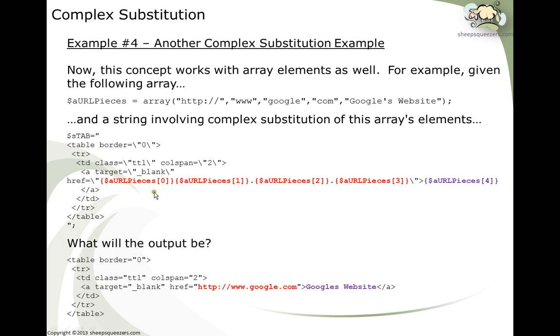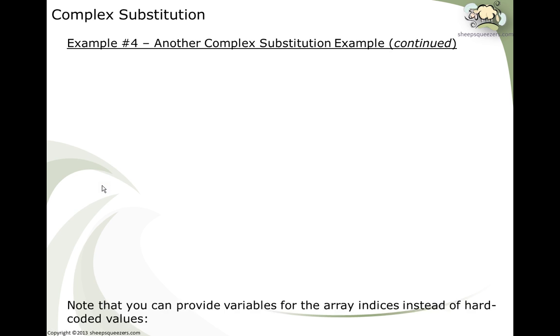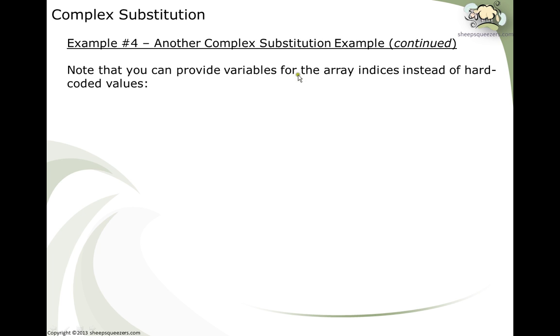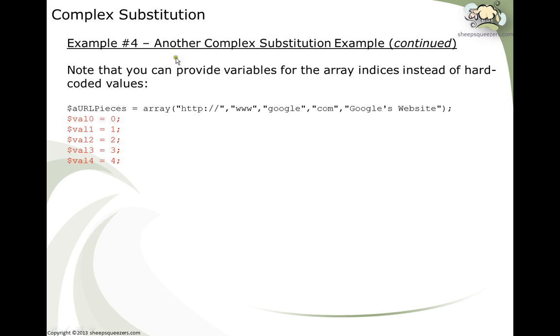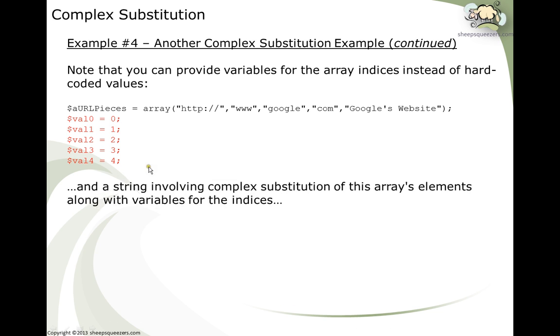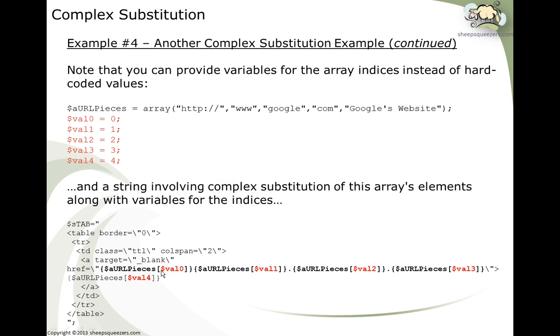This syntax also should work fine with simple substitution as well. Obviously you're not going to be using the curly braces in that instance. So note that you can provide variables for array indices instead of hard-coding those values of 0, 1, and 2. For example, here I have the same array as before. I have several variables. Val 0 is set to 0, val 1 is 1, and so on. And same code as before, except instead of hard-coding 0, 1, 2, and so on, I have $val0, which will be replaced with 0, which will then resolve to http:// and so on and so forth up to $val4, which will resolve to 4, which will resolve to the fourth array element, which is this guy here.